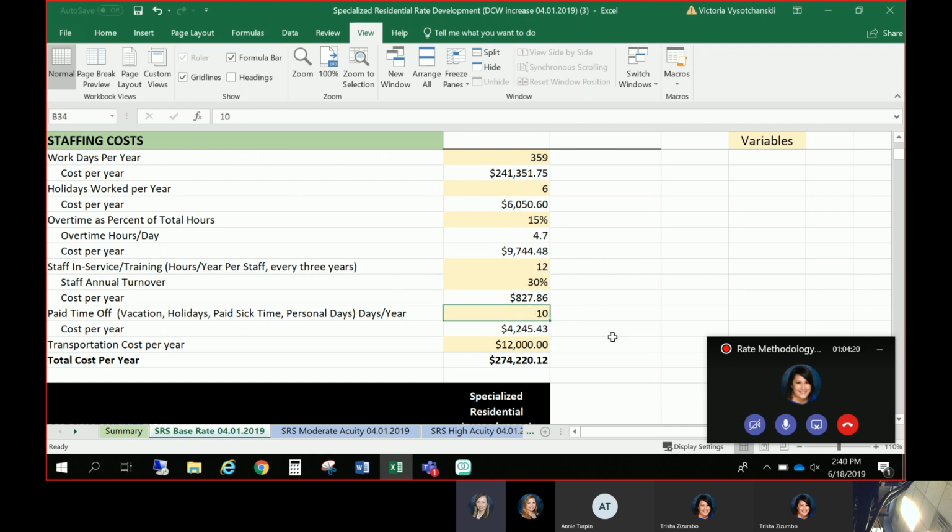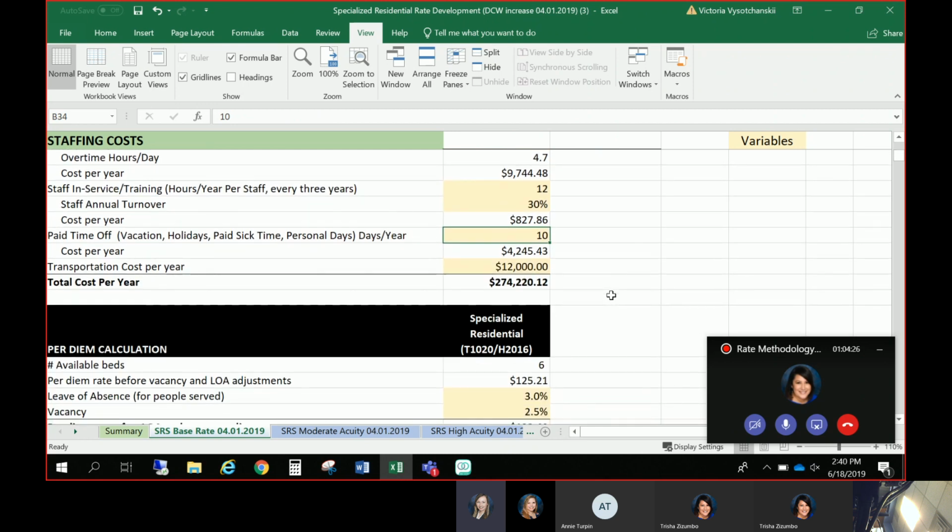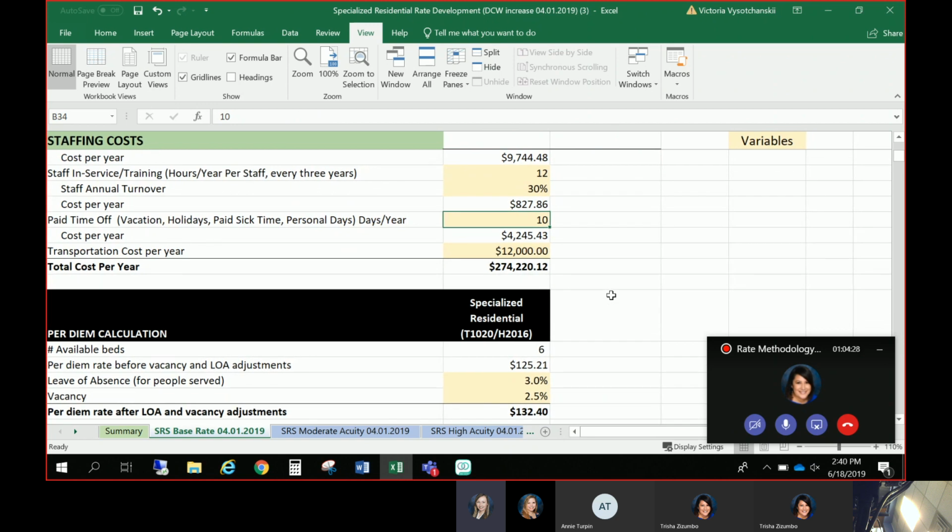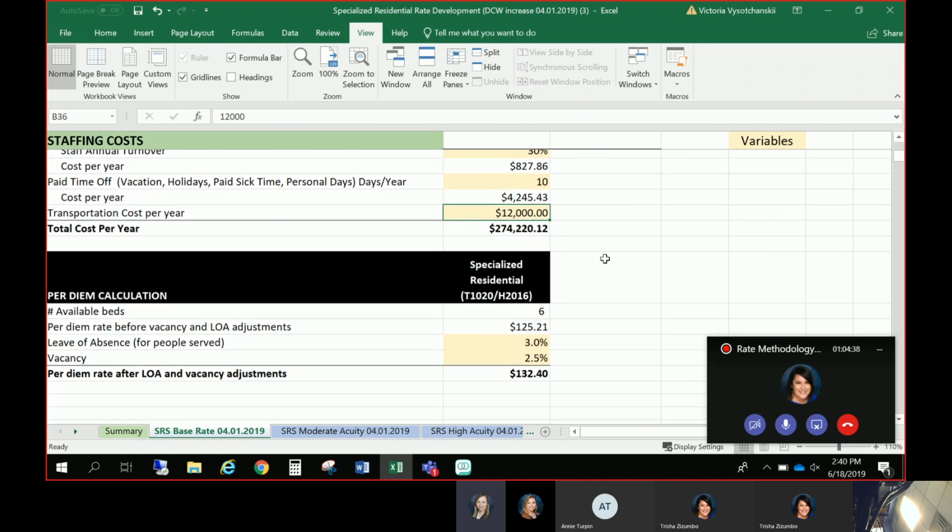So working our way down the list, we've got paid time off, about 10 days per year. We understand that's another cost associated with caring for these individuals in these settings. And we have a variable here of $12,000 per year for transportation. That's another cost that we've included.